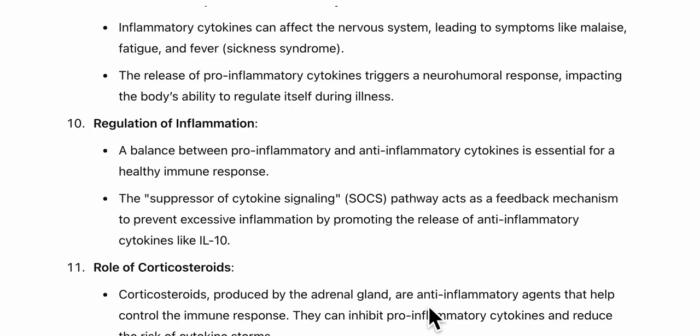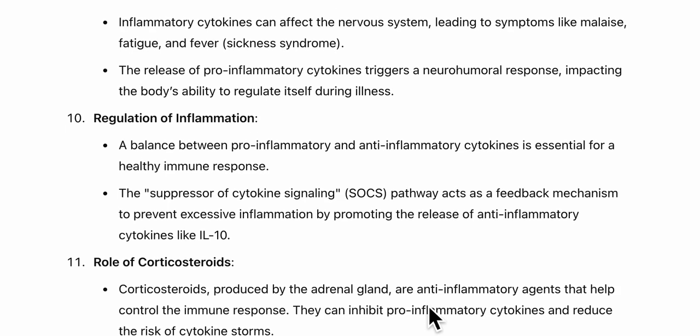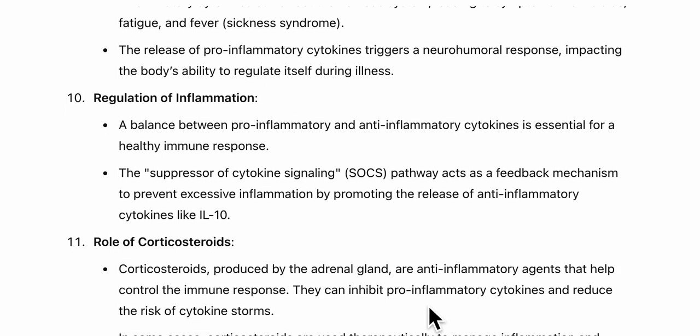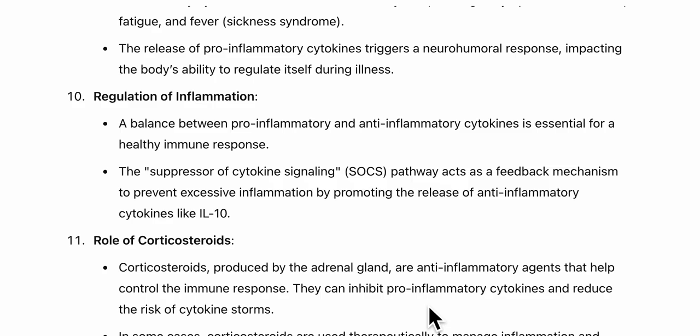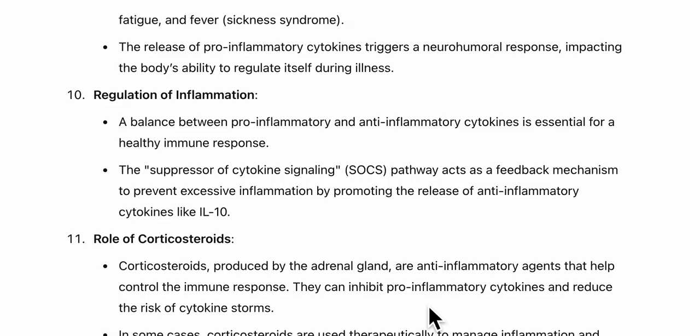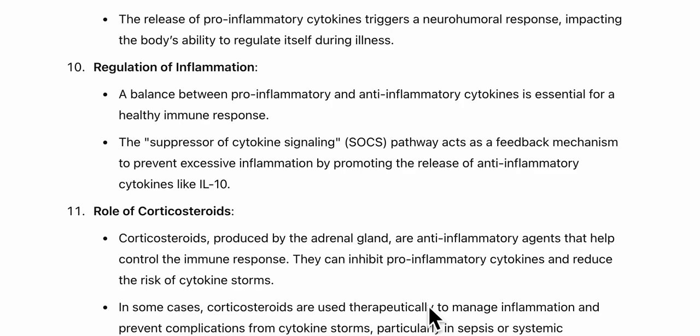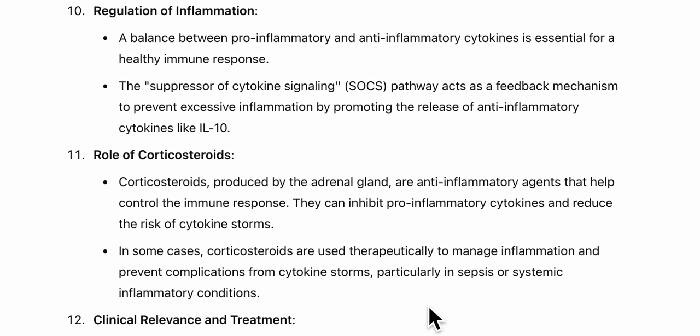10. Regulation of inflammation. A balance between pro-inflammatory and anti-inflammatory cytokines is essential for a healthy immune response. The suppressor of cytokine signaling, SOCS, pathway acts as a feedback mechanism to prevent excessive inflammation by promoting the release of anti-inflammatory cytokines like IL-10.